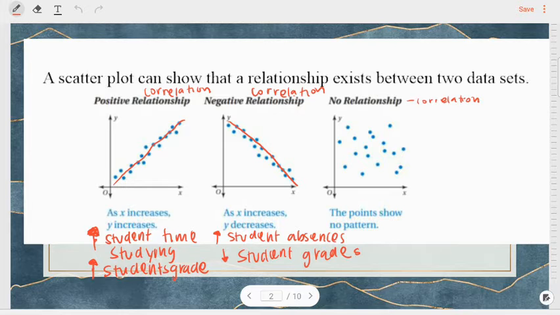Now I also want to talk about no relationship. There are some variables where there's not a relationship. As one goes up, the other one is not affected. For example, as age goes up, the number of pets owned, it doesn't really matter.